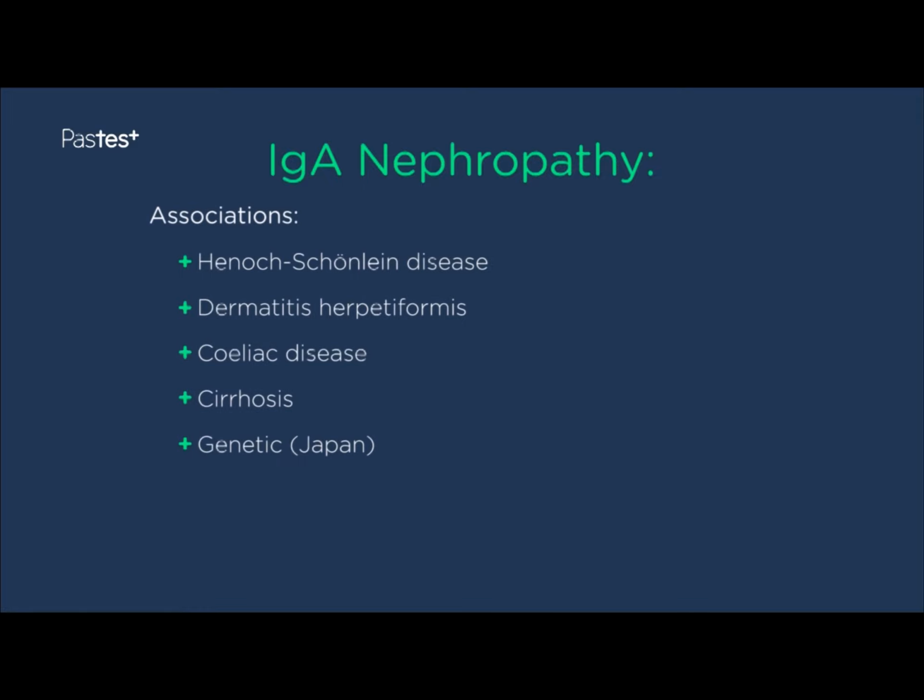What are the associations of IgA nephropathy? Well, firstly, Henoch-Schönlein disease is a form of IgA nephropathy. If we biopsy a patient with Henoch-Schönlein disease, by that I mean renal biopsy, then we will see IgA packed within the glomeruli. And even the vasculitic skin lesions of HSP will also contain IgA. The same is seen in dermatitis herpetiformis, where IgA is seen within the skin lesions of this particular condition. Other associations are celiac disease and cirrhosis, and there is a genetic association with a very high prevalence of IgA nephropathy actually in Japan.